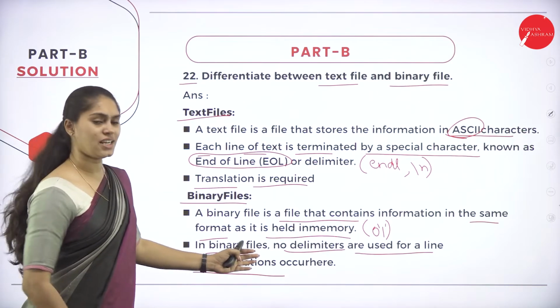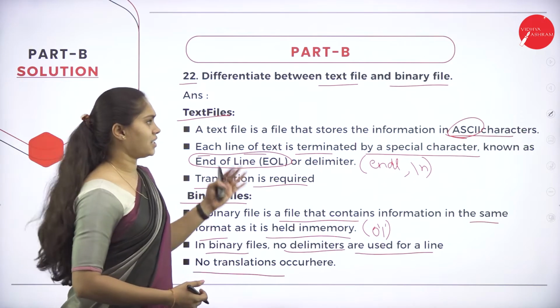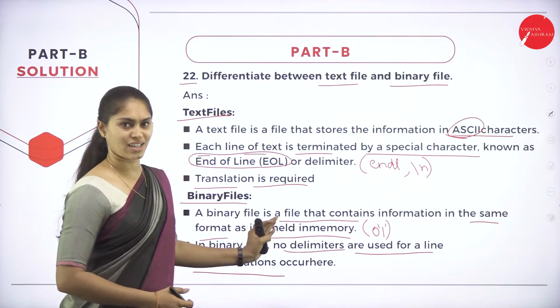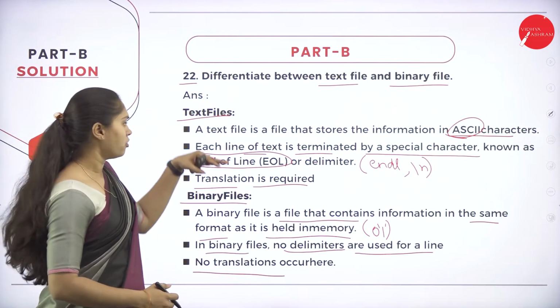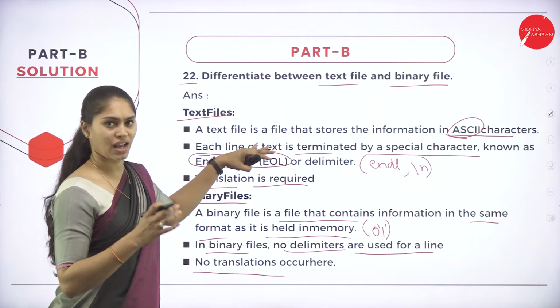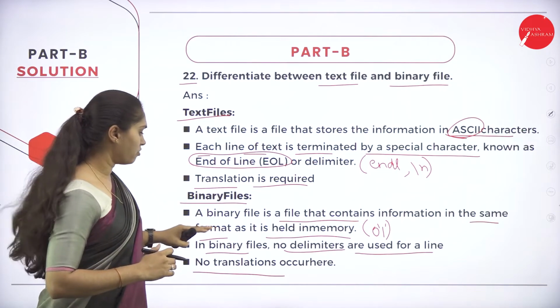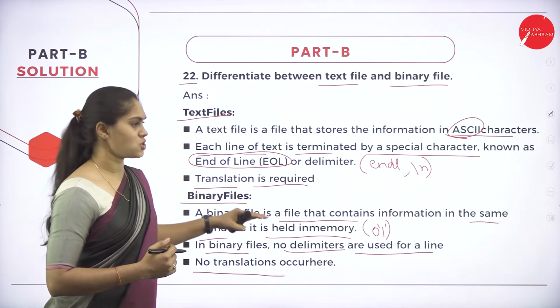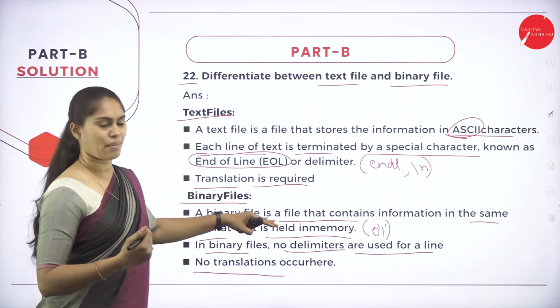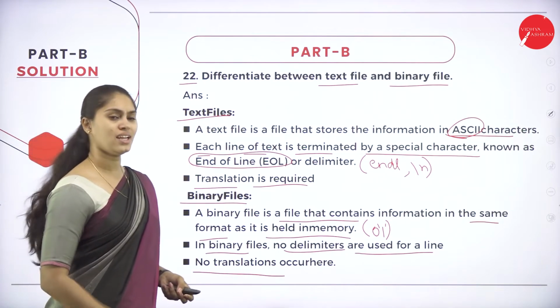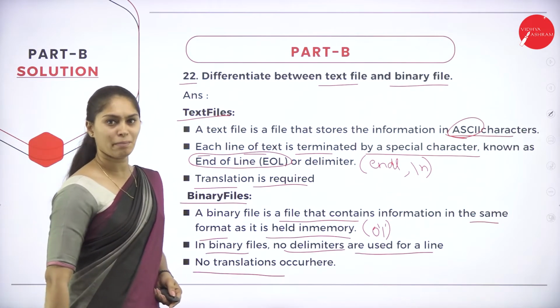So here I have listed three differences. You can write them in tabular form, or you can write them in this manner also. But when you are writing the first line of an answer, it must correspond with the first line of the other side's difference. Only then will you get the marks. So this is the difference between the text file and the binary file.